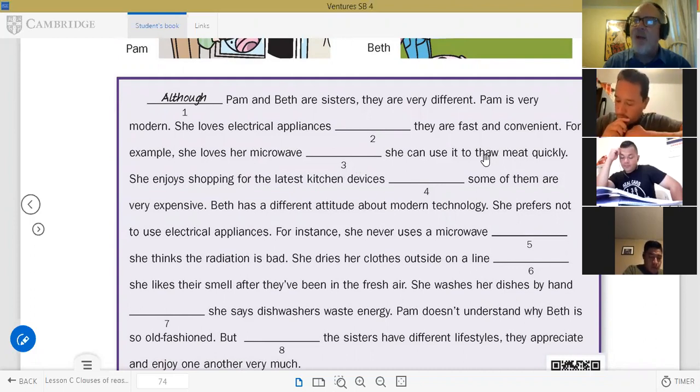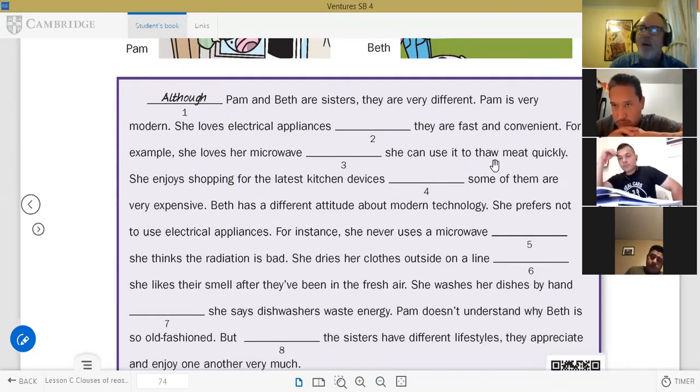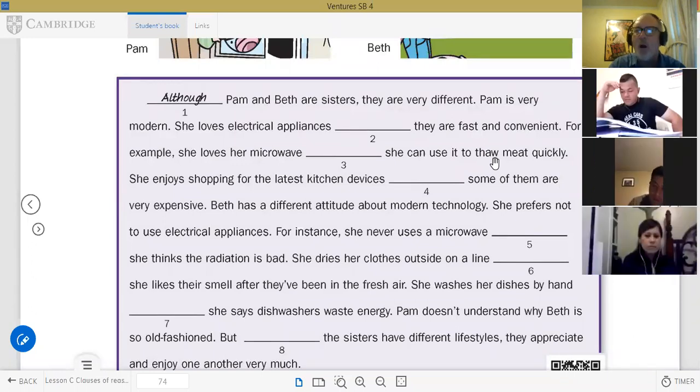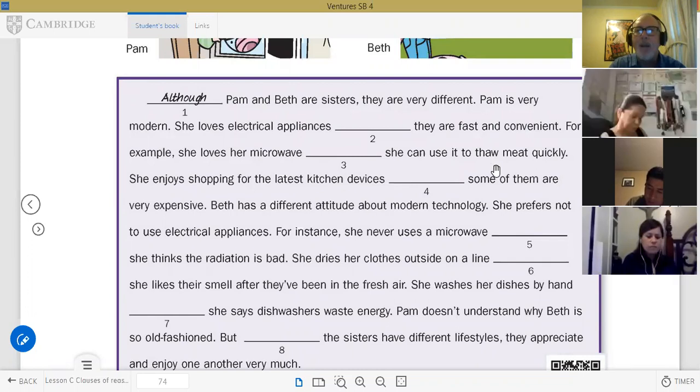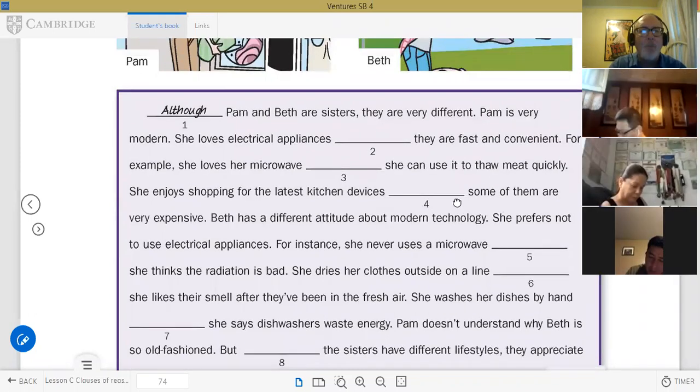Does everybody know that word thaw? T-H-A-W, thaw. Sometimes people say the word defrost. Have you heard that word before? Same thing, defrost, thaw. When something is frozen and you don't want it to be frozen anymore, you thaw it. Okay, good.